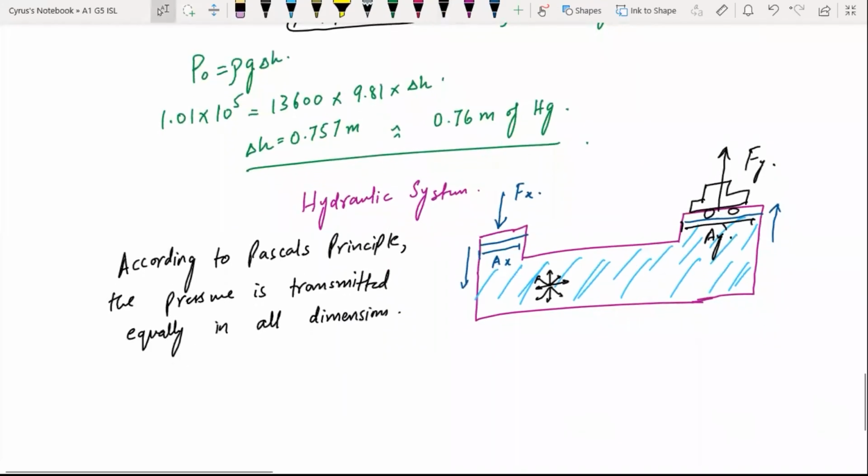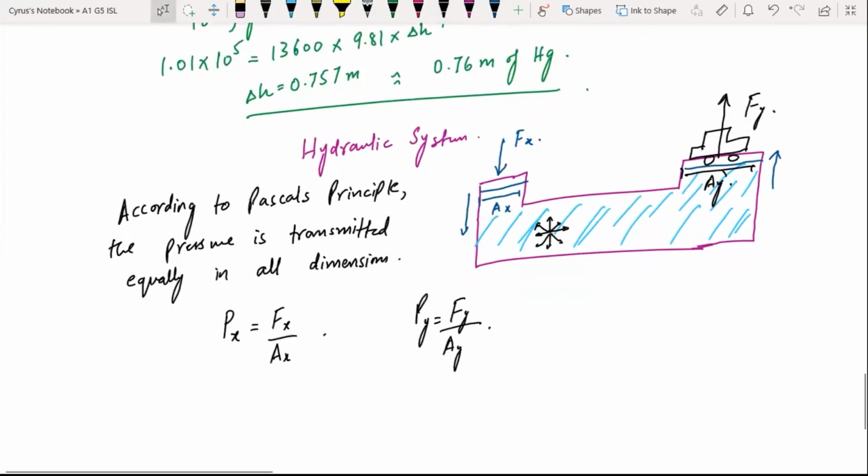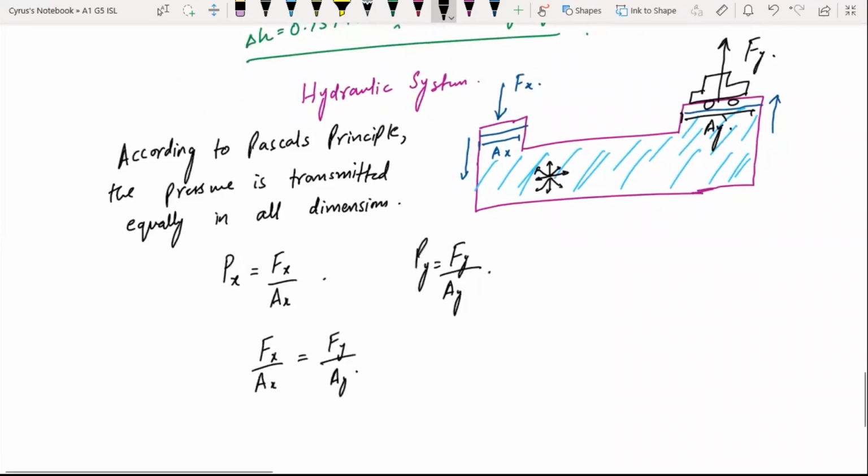We can say that the pressure here is Px, which is Fx over Ax, and the pressure that is acting here is Fy over Ay. Now, if you know that the pressures are equal, we can equate this: Fx over Ax is equal to Fy over Ay, and you can simply calculate the force Fy as Fx over Ax times Ay.